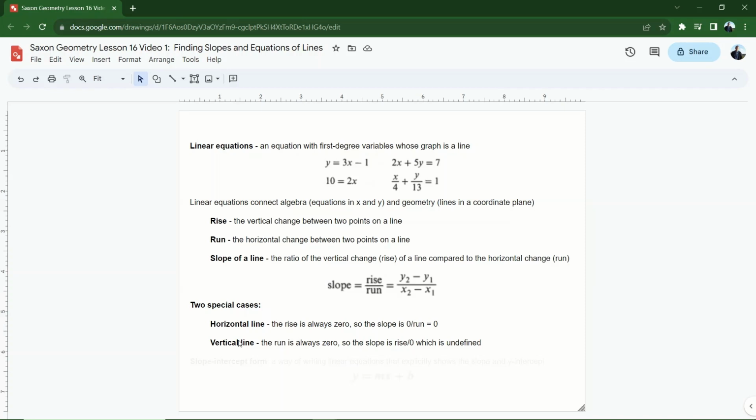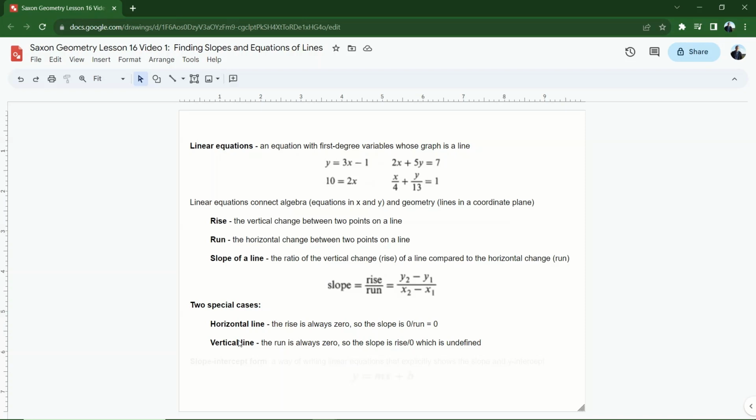x equals 3. It doesn't matter. Okay, so that's why if y equals something, it's a horizontal line. If x equals something, it's a vertical line. And if something's a vertical line at x equals 3, the run is 0. It doesn't go horizontally. So the run is always 0.